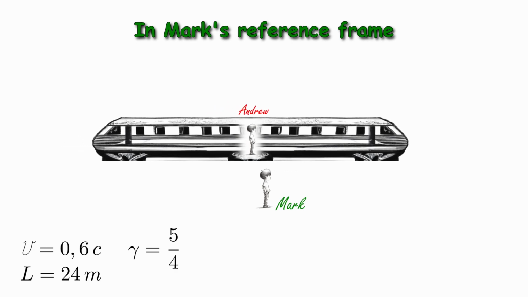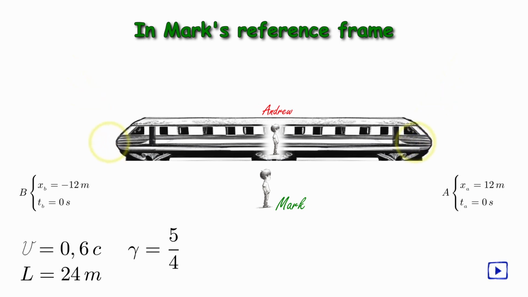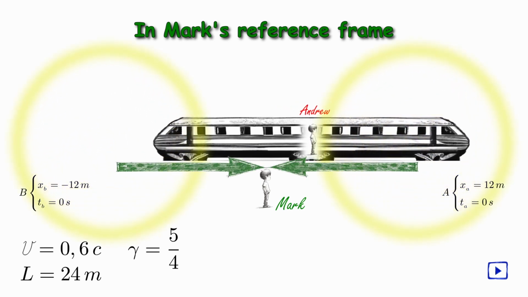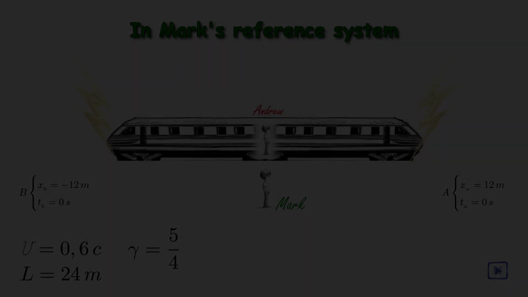When Andrew and Mark find themselves aligned, two bolts of lightning simultaneously strike the front and back of the train. Let's call A the event, lightning struck the front of the train, and let's call B the event, lightning hit the back of the train. The spacetime coordinates of the two events will be A (+L/2, 0) and B (-L/2, 0). Mark knows that the two events are simultaneous as they are equidistant from him, and the light they produce reaches his eyes simultaneously.